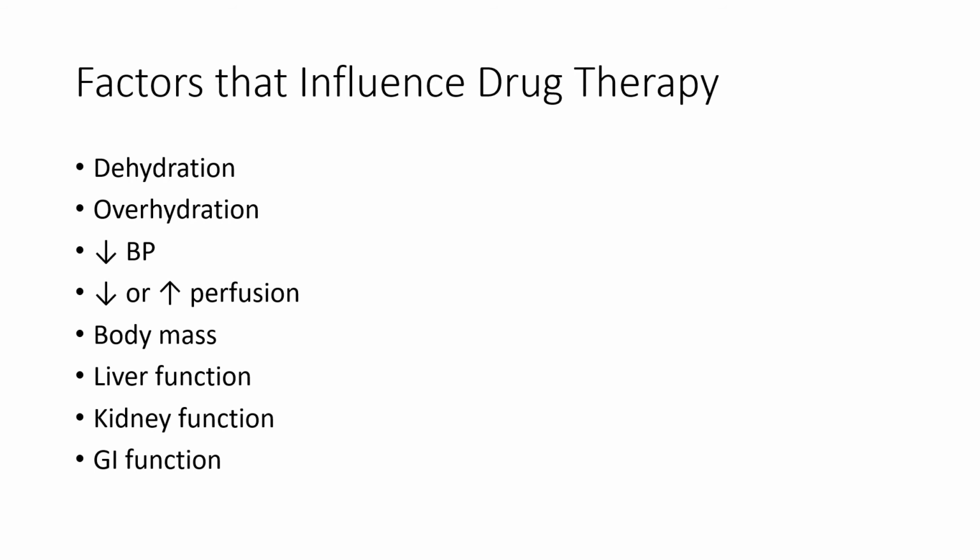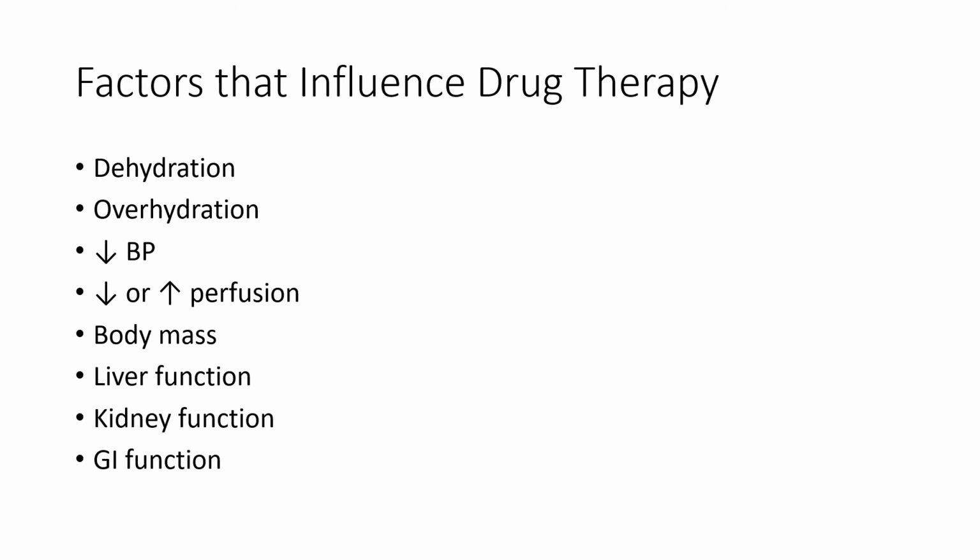I feel like we've talked about factors that influence several times in different slides, but just to reiterate those, of course, dehydration leads to an increased amount of that drug circulating in the system. Overhydration means you have too much water, so you're going to have a smaller concentration of that drug available. Decreased blood pressure just means that we're not dispersing that medication as quickly or as easily as we would like it to be. We talked about perfusion and how that can affect your distribution.